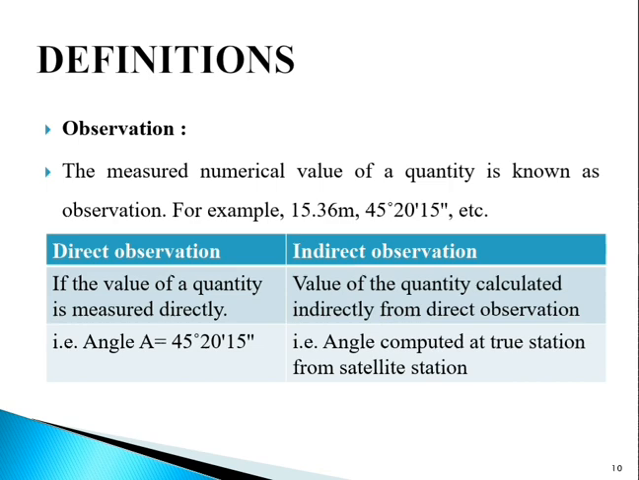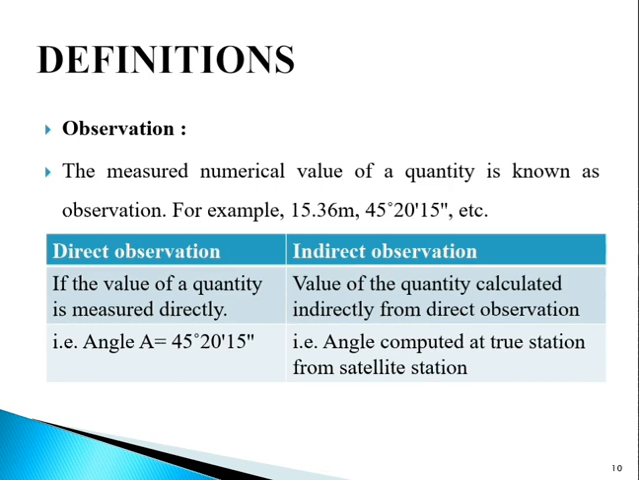The measured numerical value of a quantity is known as observation. For example, 15.36 meter, or 45 degree 20 minute 15 second, etc. Observations may be classified into two types: direct observations and indirect observations.